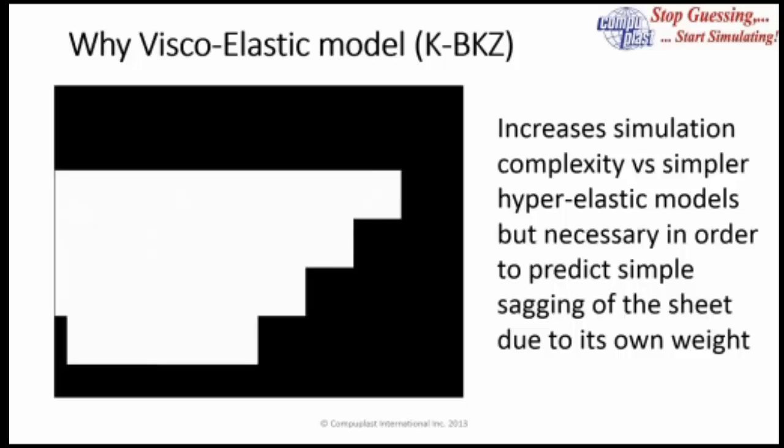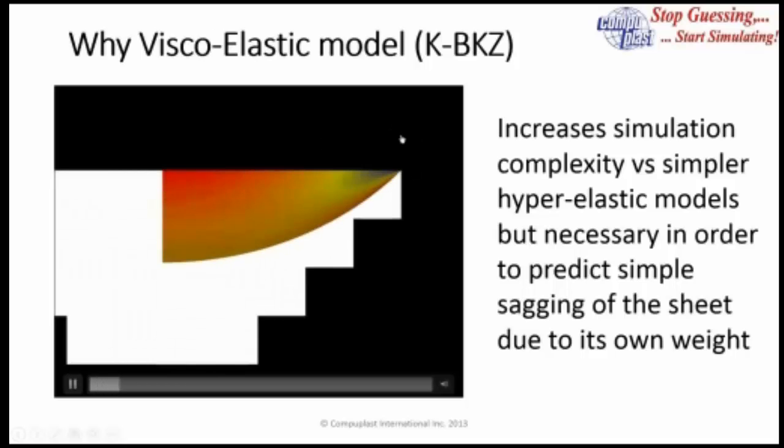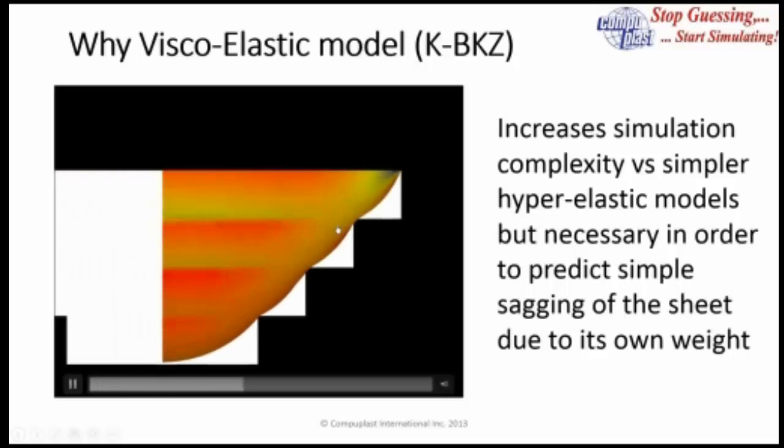It's really required over a simple hyperelastic model, because if you don't have a viscoelastic model, you cannot predict simple sagging of the sheet, which is shown here. So here we have this stepped cavity here, and the sheet is up here. So now I'll just play the video here. And this is the sheet sagging under its own weight.